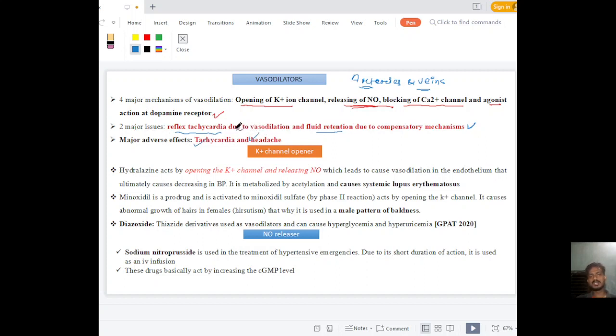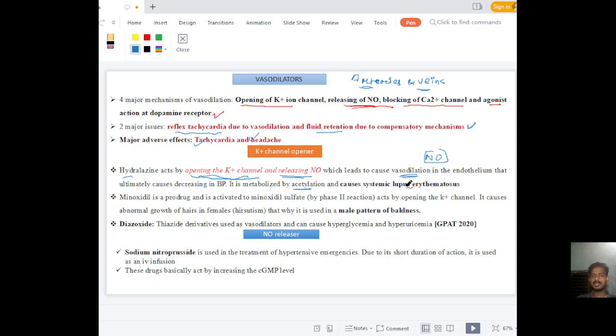So let us discuss potassium channel openers. In case of potassium channel openers, hydralazine and minoxidil are found. Hydralazine is basically opening the potassium channel and releasing NO. It has both activities. The question will be asked: which potassium channel opener has a NO releasing property? Your answer will be hydralazine. It causes vasodilation due to release of NO at the endothelium. It is metabolized by acetylation.